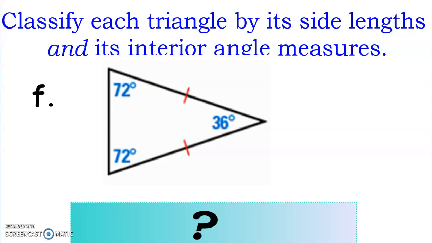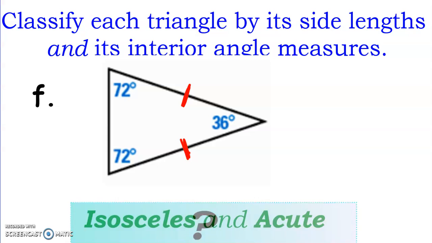Here we have 2 side lengths that are congruent. So this is an isosceles triangle. We have just these 2 that are marked congruent, and all of my inside angle measures are less than 90 degrees, which makes it an acute triangle. So this is isosceles by the side lengths, acute by the angle measures. And again, this is called classifying triangles.